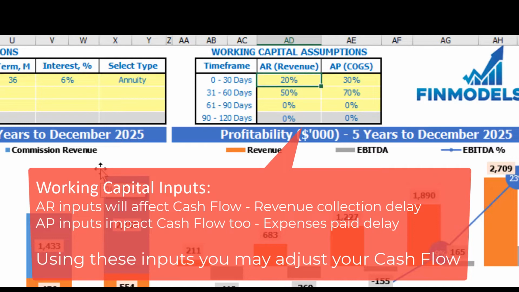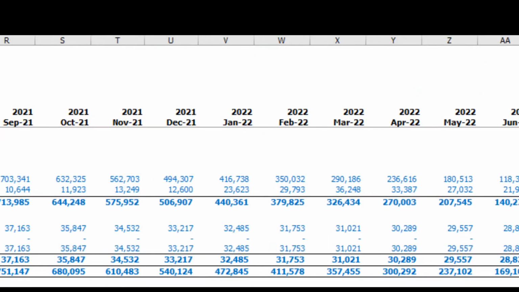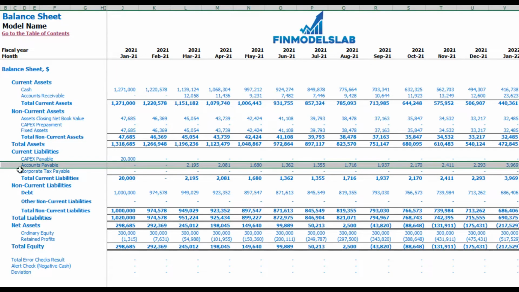So in total for each column there should be 100%. So if you set up 20, 20, and 20, the final time frame will show you the last part to have in total 100%, which is in this case 40%. Or it can be 50% first month, 50% second month, 0 and 0. So if you go to the balance sheet, you may see the accounts receivable calculation based on the AR revenue assumptions, and accounts payable calculations based on COGS accounts payable assumptions.